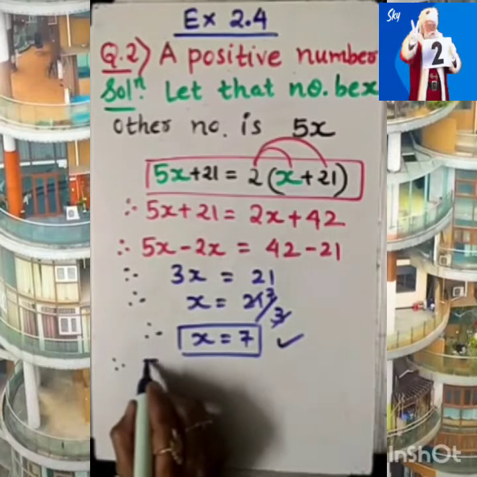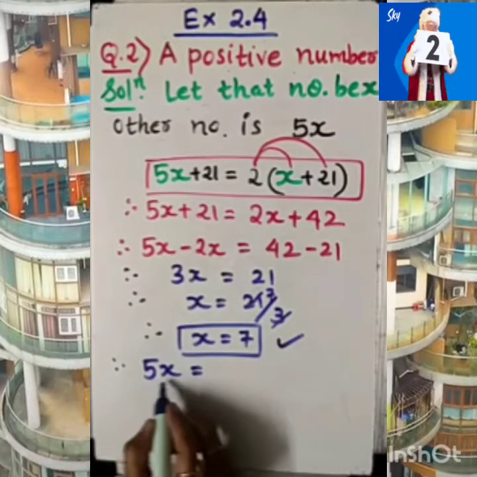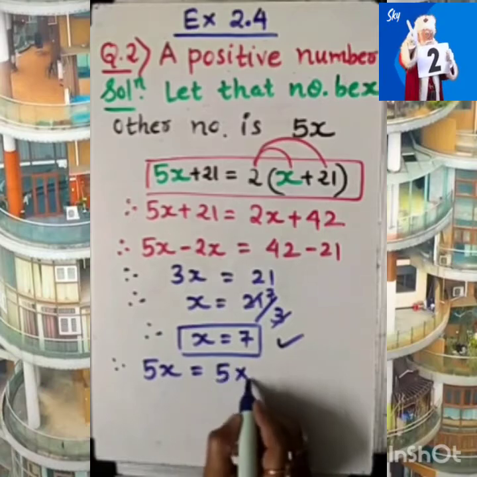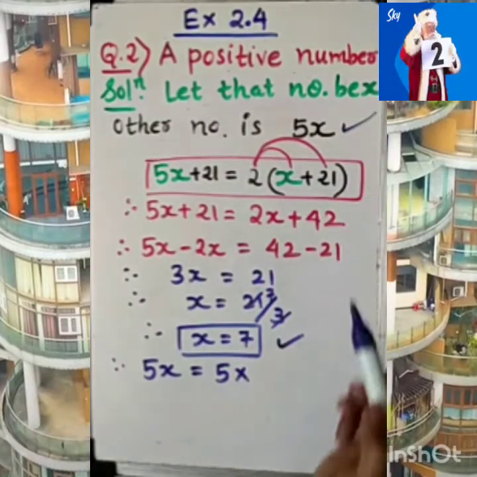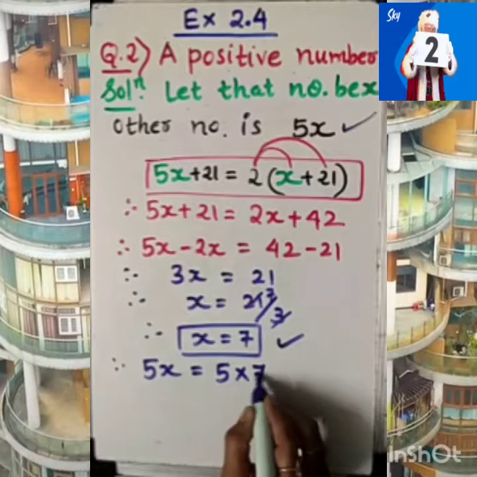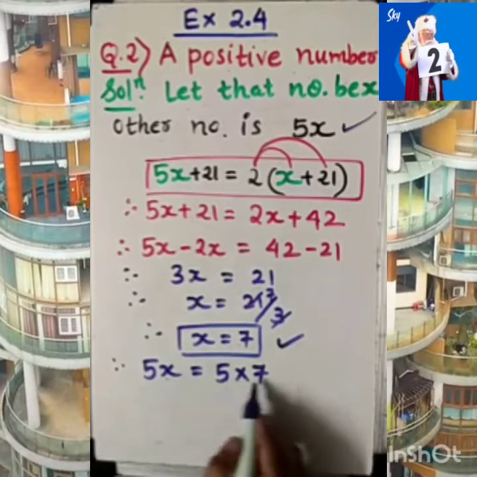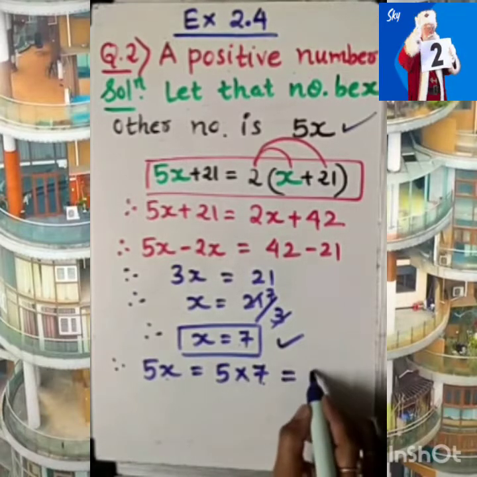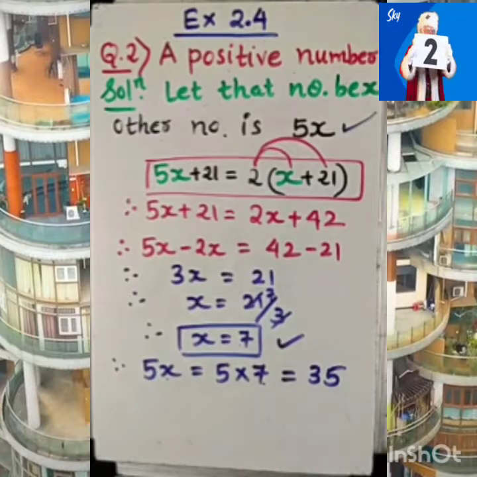But what was the other number? It was 5 times the previous number, so it is 5x. So 5 into 7. In place of x, I am substituting the value 7 here. So the other number will be 35.